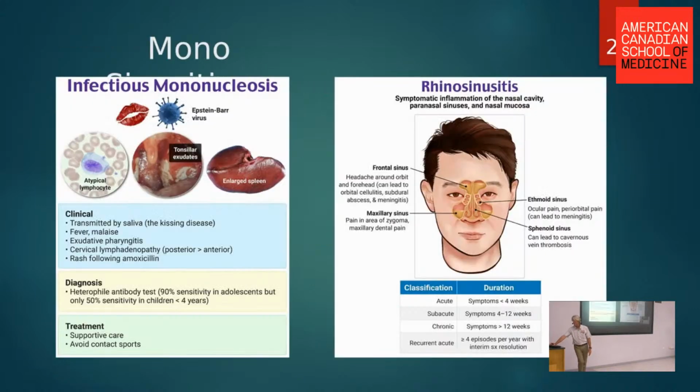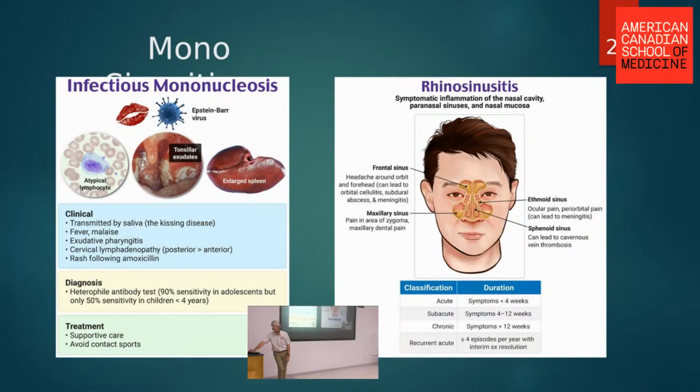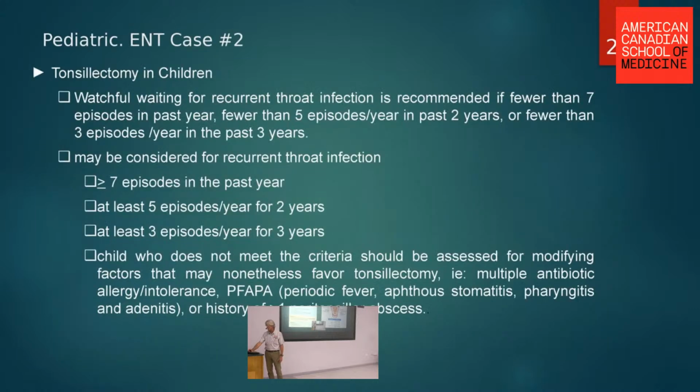We talked about tonsillitis. Infectious mono can look pretty similar: tonsillar exudates, atypical lymphocytes on smear, and a large spleen. Avoid contact sports. We talked about sinusitis: frontal sinus, maxillary, ethmoid, sphenoid. Again, usually you're going to have tenderness over the sinus, redness, fever. They're going to look pretty sick. You need to treat that with antibiotics.